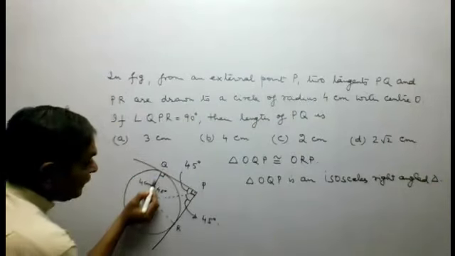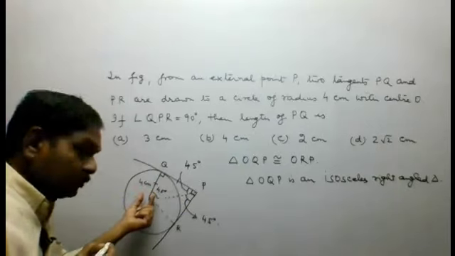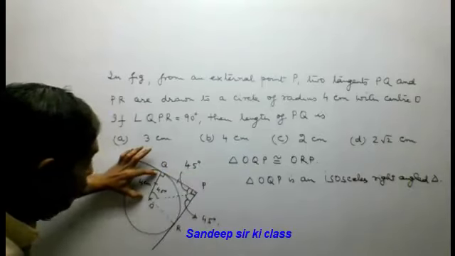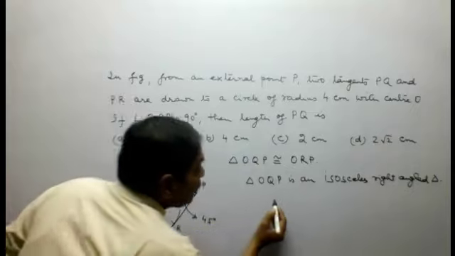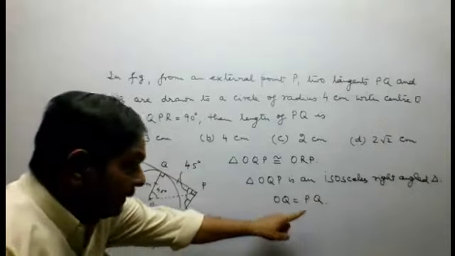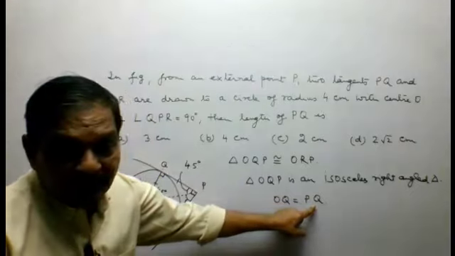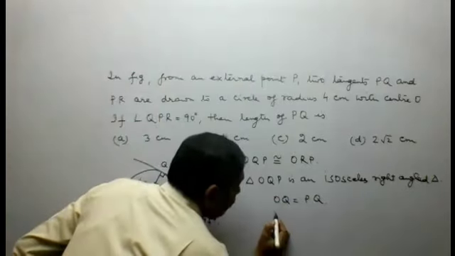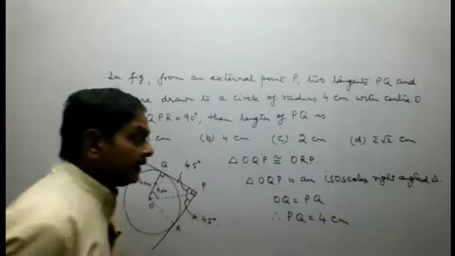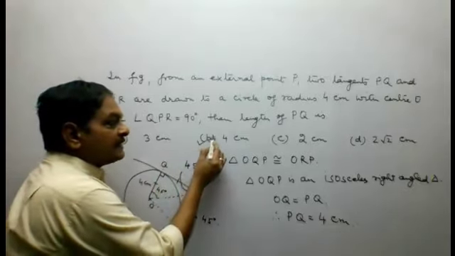Now this side will be equal to this side, because in isosceles triangle two opposite angles are equal, so opposite sides will also be equal. So OQ will be equal to PQ, and hence since we have been given OQ as 4 centimeter, PQ is also equal to 4 centimeter. Therefore PQ is equal to OQ, and OQ is 4 centimeter. So PQ will also be of 4 centimeter. So here option B is the correct option.